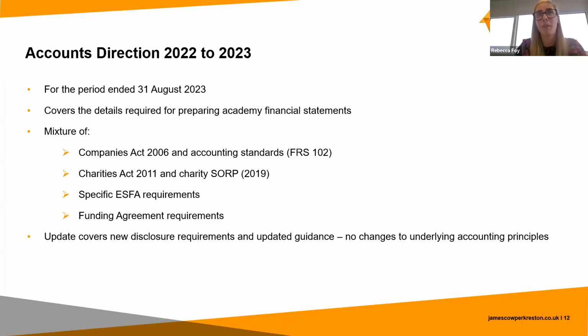Thank you. So now moving on to the Academy Accounts Direction, as already noted, this covers periods ending 31st of August 23, so the financial year we're going into now. The direction this year does not introduce any new requirements, but has provided some better clarity of the existing requirements. And as per the prior year, the document is still made up of a mixture of the Companies Act and FRS 102, the Charities Act and the SORP, and then specific ESFA and funding agreement requirements. So now we move on to the next slide.